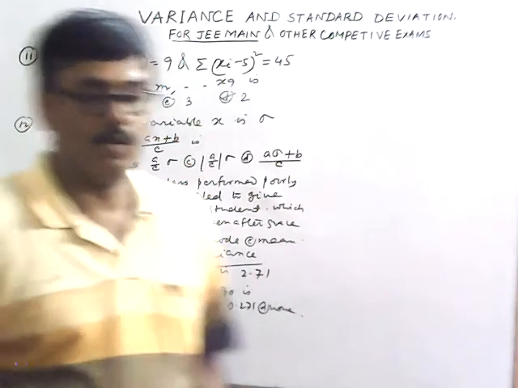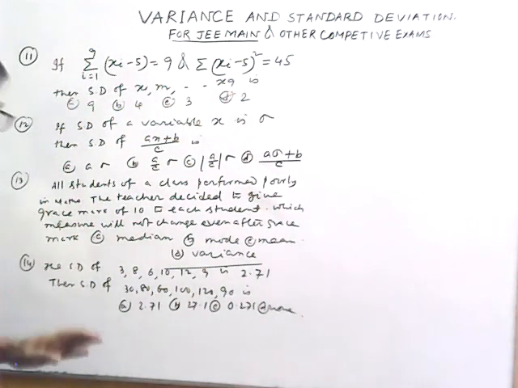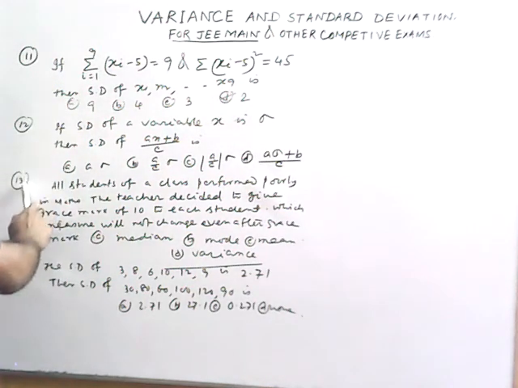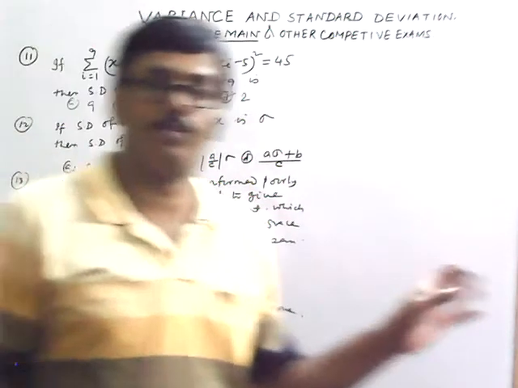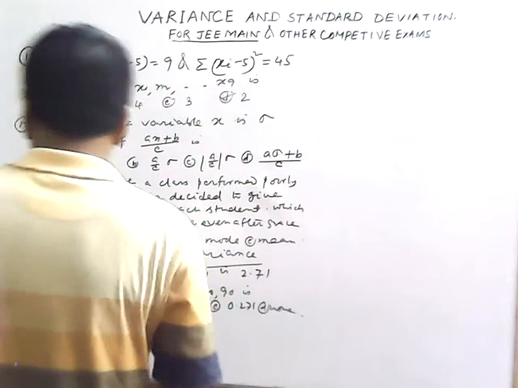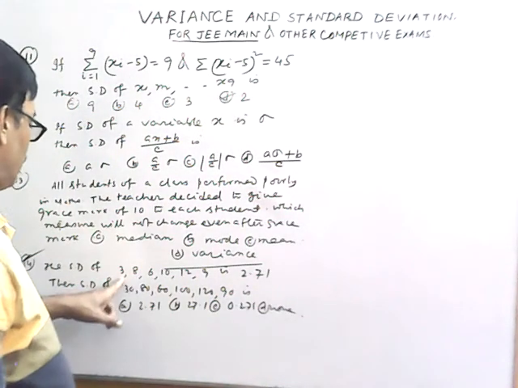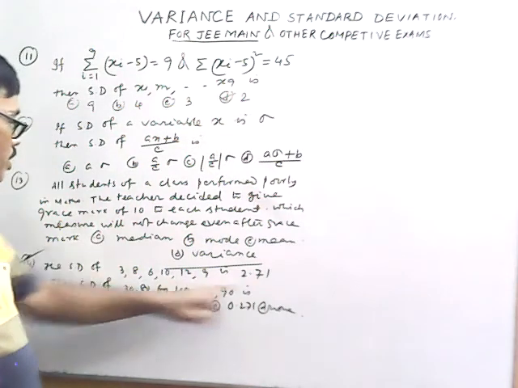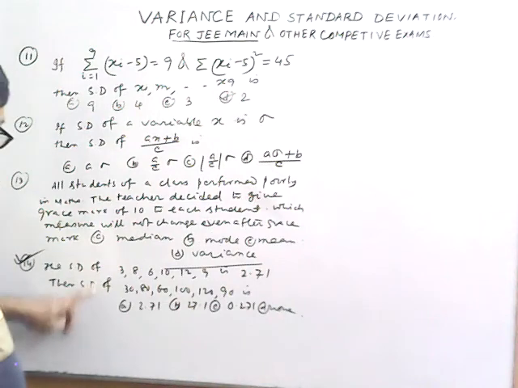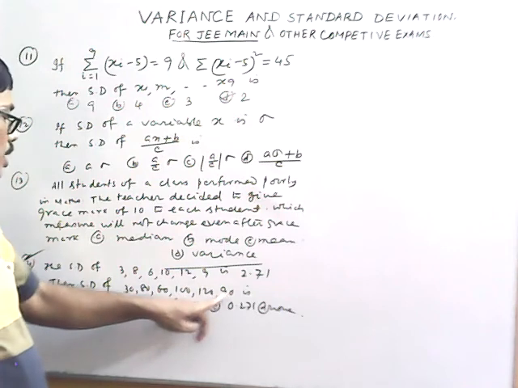Now we consider these problems. See from the description table, problem numbers 11, 12, 13, 14. They are based on the theory of standard deviation. So look, problem number 14. The standard deviation of 3, 8, 6, 10, 12, 9 is 2.71. Then the standard deviation of 30, 80, 60, 100, 120, 90 is?